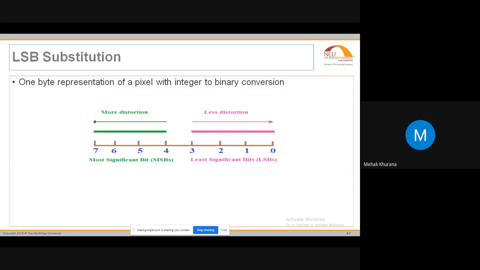So if I am changing so many bits in the image, there will be a distortion, and the normal human eye will be able to detect whether the actual image has been changed or not. So there will be more distortion, and the quality of the image will be reduced.